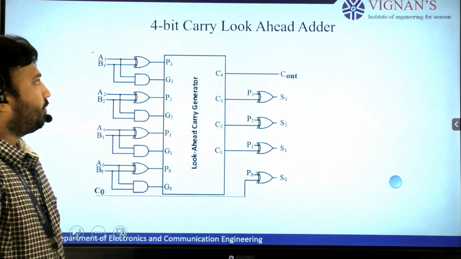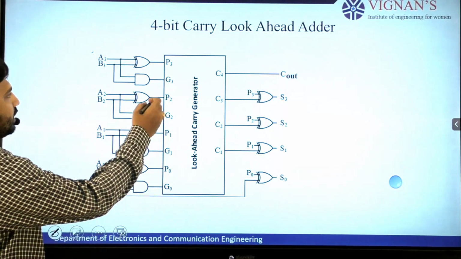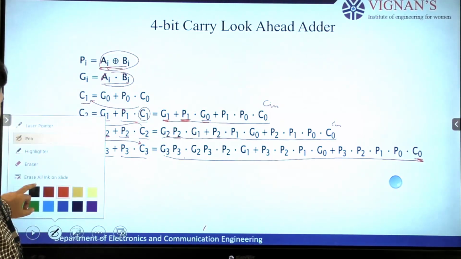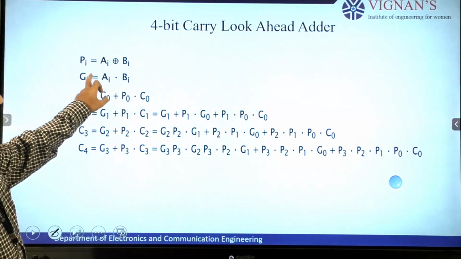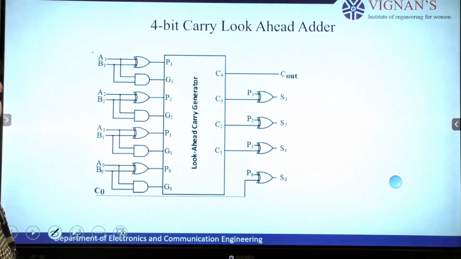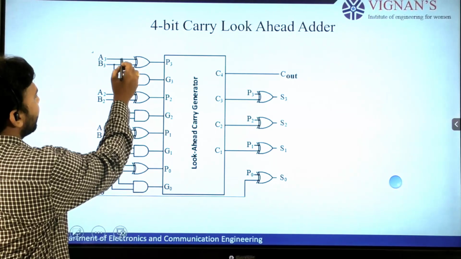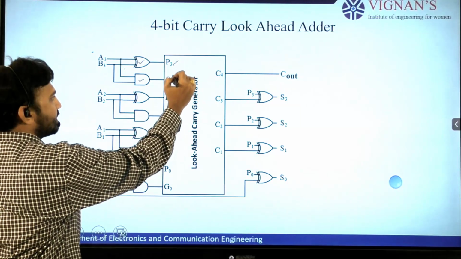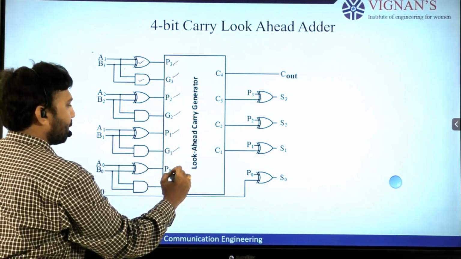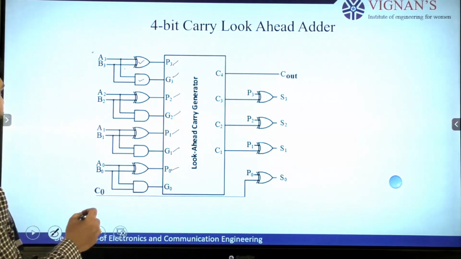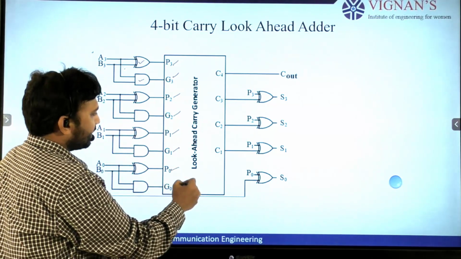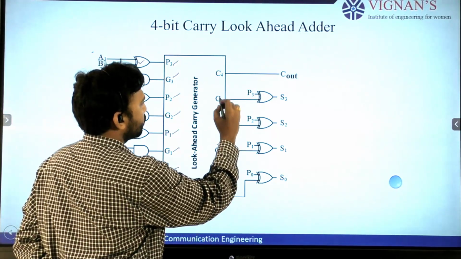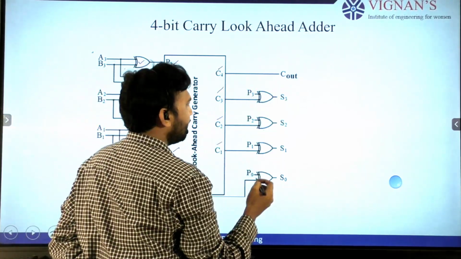So this is the 4-bit carry lookahead adder. As already seen in the earlier slide, G is nothing but A and B, P is nothing but A XOR B. Similarly, P3, G3, P2, G2, P1, G1, P0, G0, the logic diagram of those is given, and this is given as the input to the carry lookahead generator. That will produce C1, C2, C3 as well as C4. C4 is nothing but the final carry.